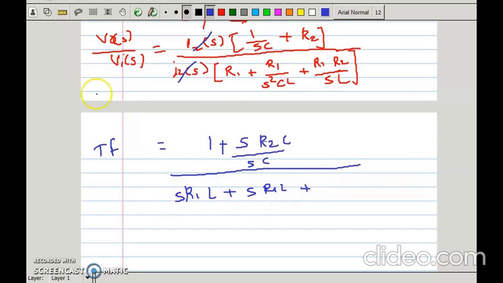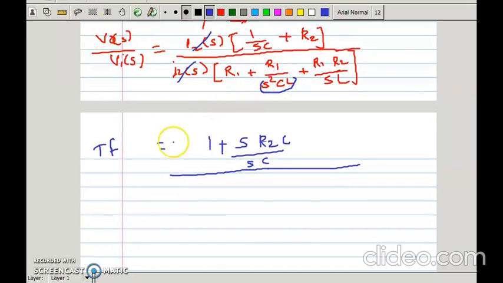Okay, no, sorry. Here we are going to multiply with the S square CL, right? So when you multiply with the S square CL, it becomes S square R1 CL plus S square, and both are cancelled here. C S square CL both are cancelled here, so only R1 is remaining. What we are doing here? We are multiplying with the S square CL, right?